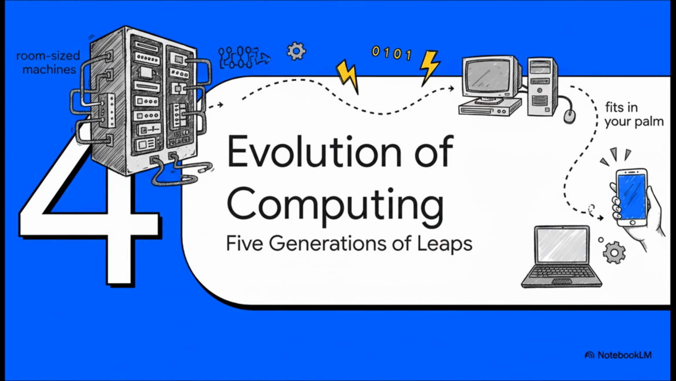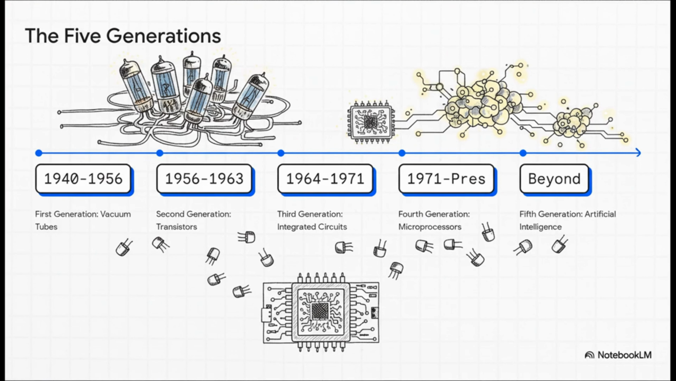So, the big question is, how on earth did we get from machines that took up an entire room to something that fits in the palm of your hand? To answer that, let's do a super quick tour through the five generations of computing. See, each generation is marked by one huge technological leap. It didn't just make computers faster, it completely changed them.